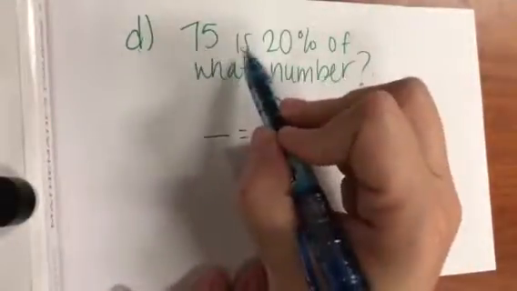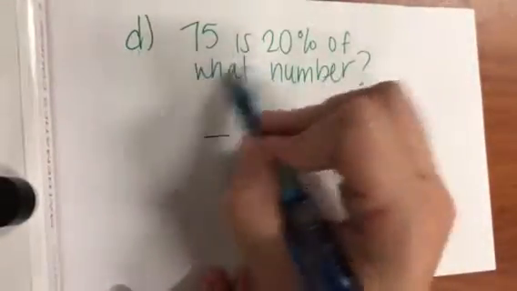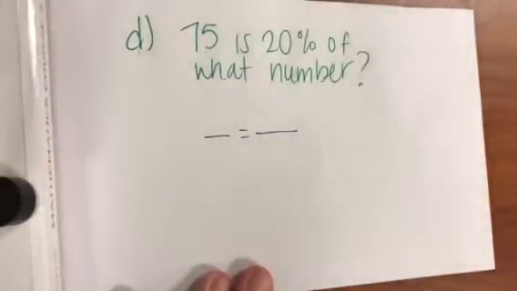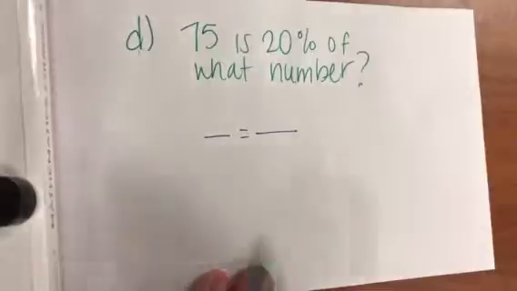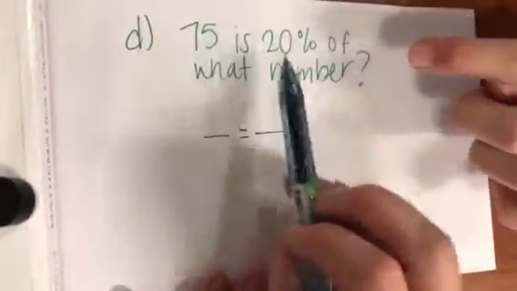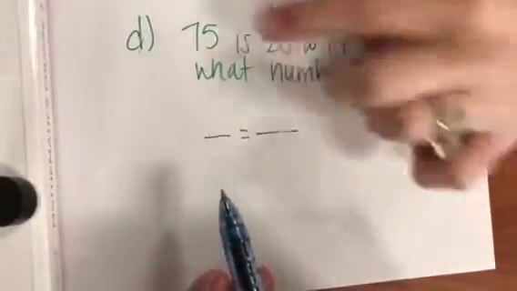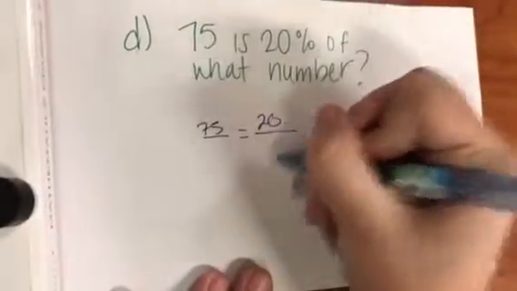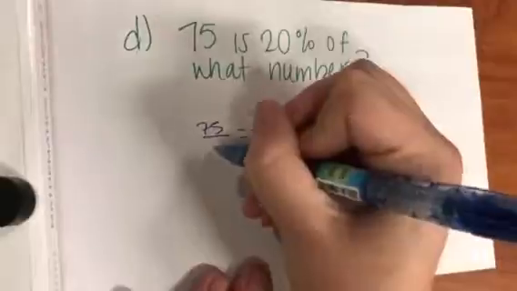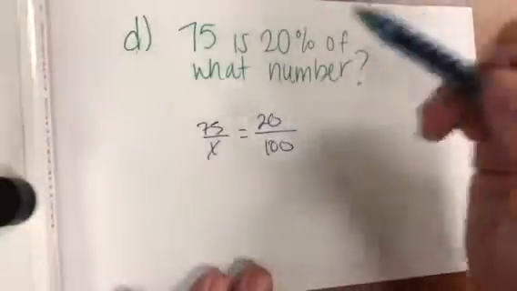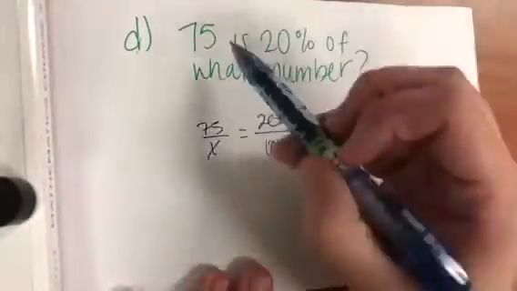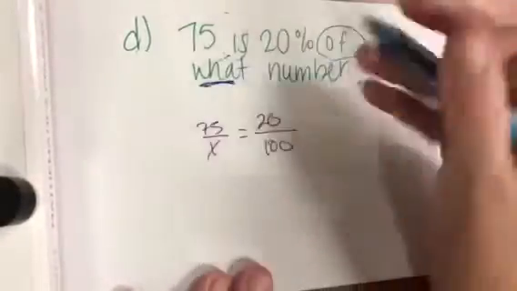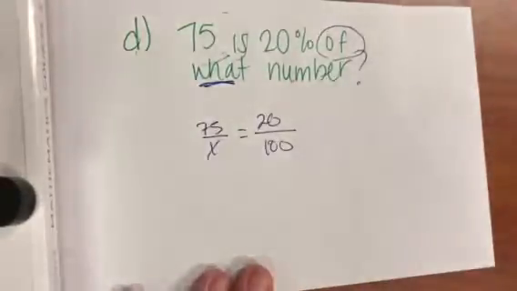We've got 75 is. If that is right there, does that mean it's the part of the whole? 75 is 20%, so that's going to be our part. So 75 is our part. We know our percent, 20, and we know that's over 100. So we know where our variable is going to go. So you can see that is goes with the 75. The of what number? That's where our variable goes.